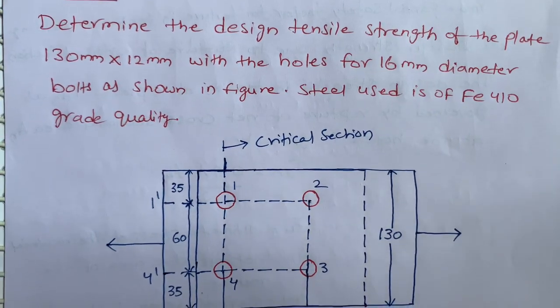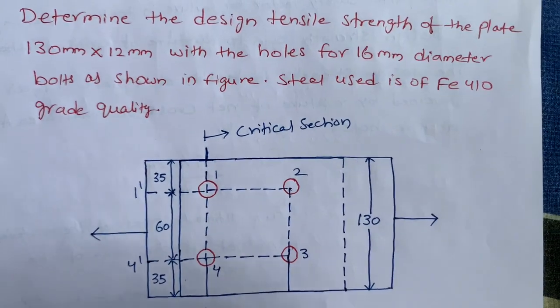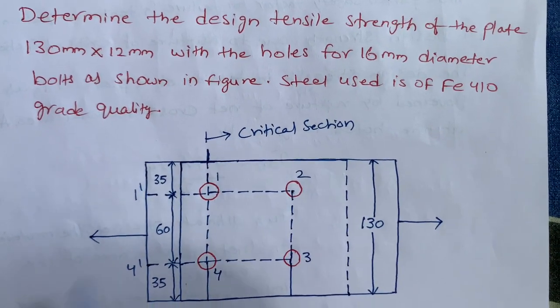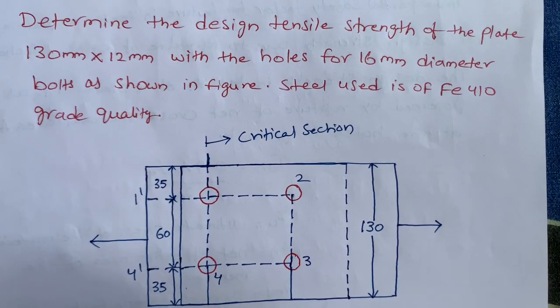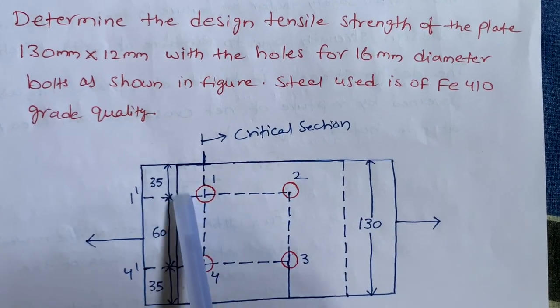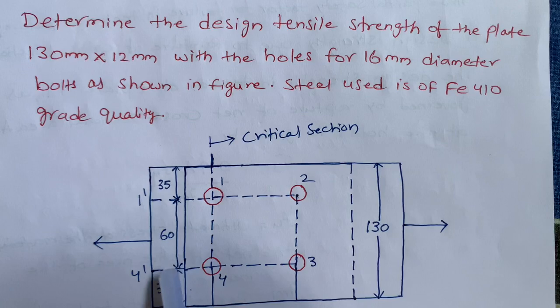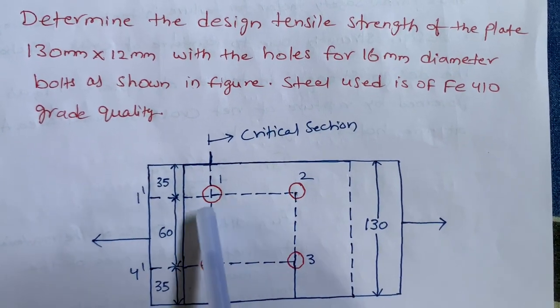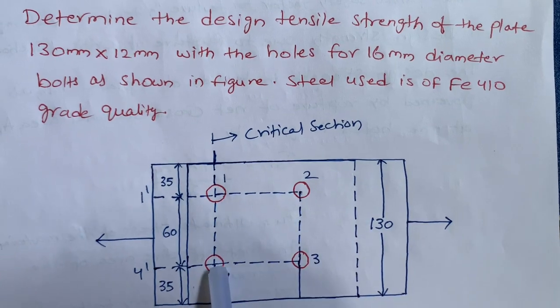Hello everyone. Now I'm explaining about tensile strength problem. So this is our model problem for this plate. These are two steel members. This one is one steel member and this one is another steel member. Both are connected with bolts. Okay, these four are bolts.